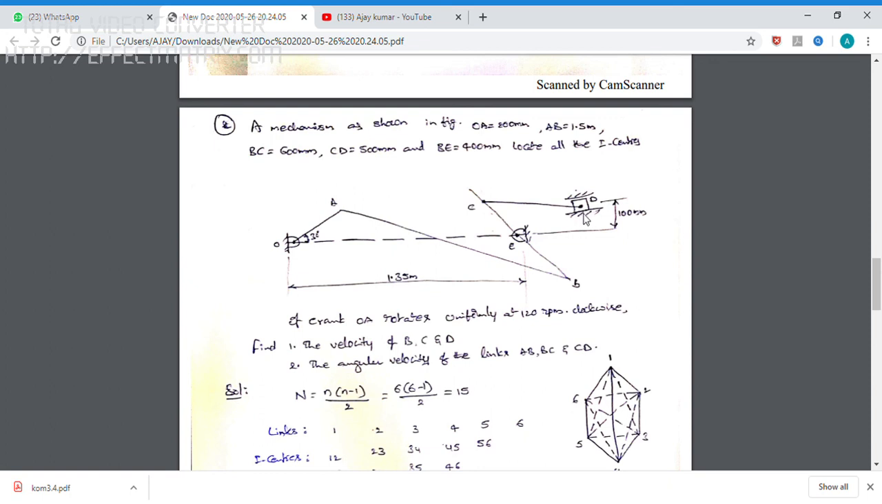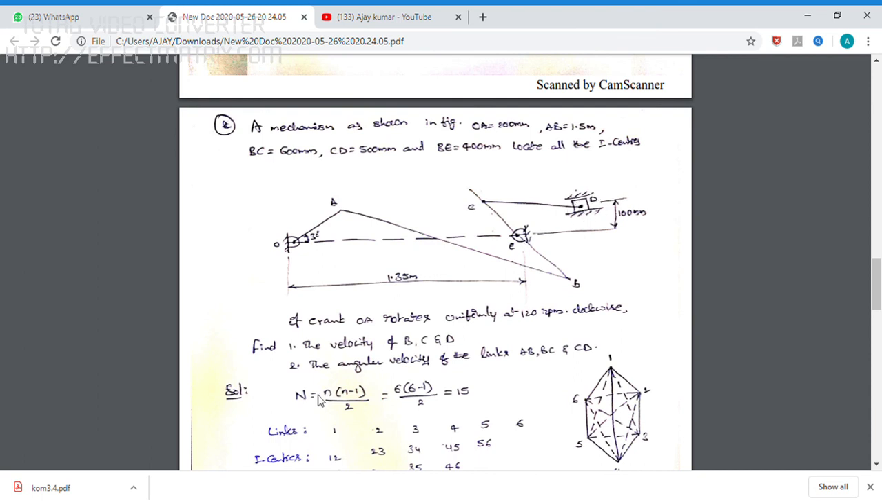Here, this entire fixed part we will consider as one link. Next, OA crank is the second link. AB connecting rod is the third link, a coupler type. This one, BC, is the fourth link, and CD is another connecting rod, the fifth link. Slider is the sixth link. In total, how many links are there?